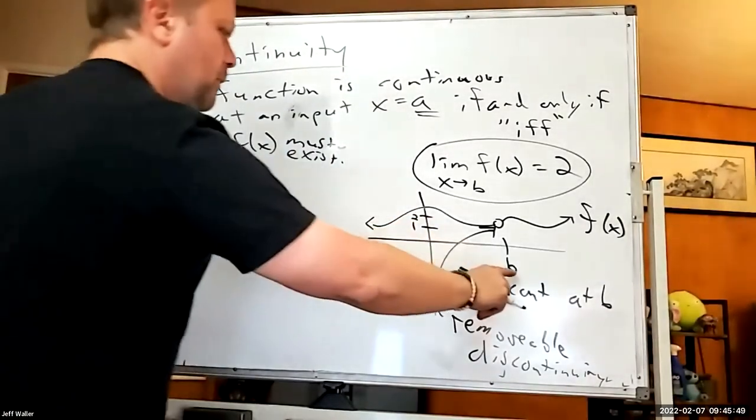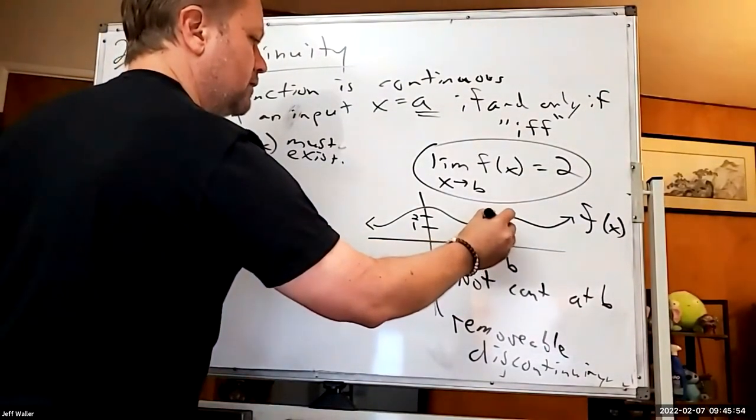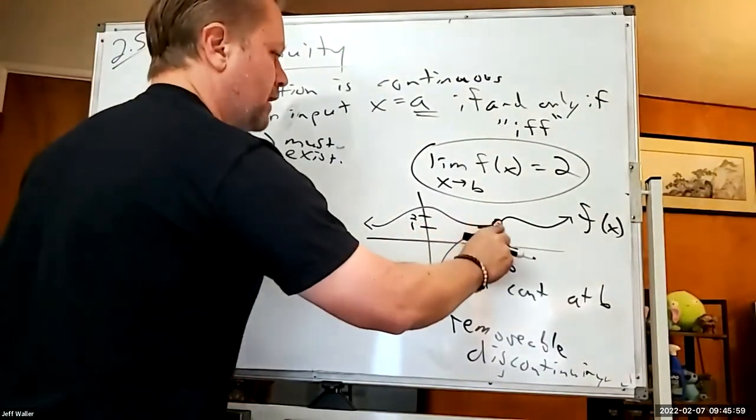What else must be true? So how do I fix this? I fix this by filling this in, yes? So before I filled it in, what's f of b?